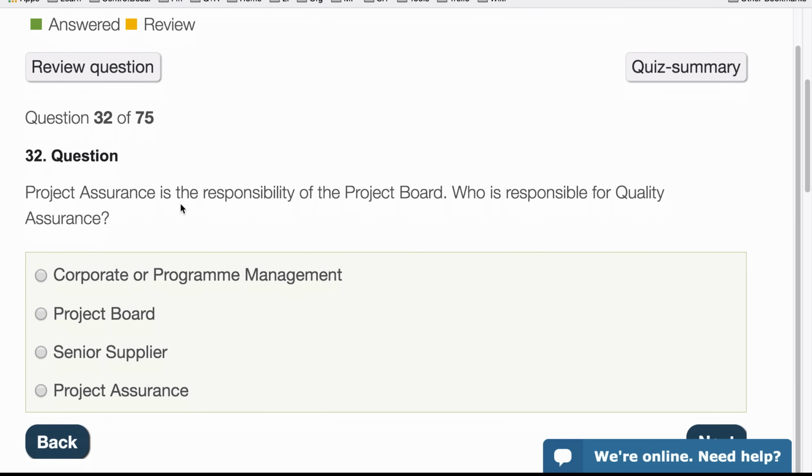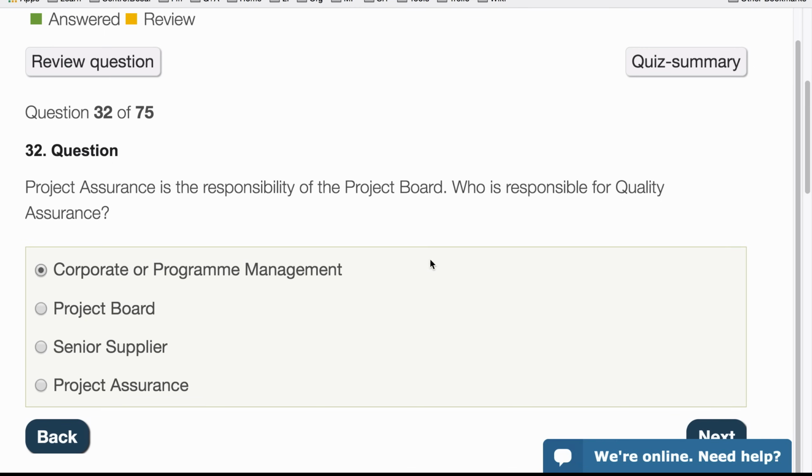Next, project assurance is a responsibility of the project board. So who is responsible for the quality assurance? It's a very common question that comes up, that you have to know the difference between project assurance and quality assurance. So who is responsible? Is it the corporate, the project board, the senior user, or project assurance? Well, actually, this is outside the role of the project itself. So, the highest level would be the project board. Because it's outside that, then it's a corporate or program management. So look that up if you need more information on it.